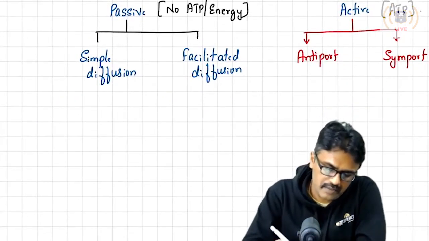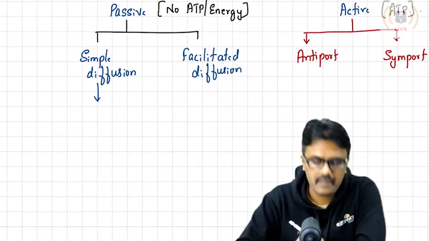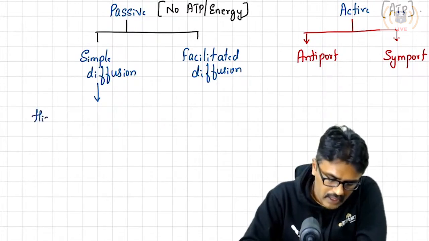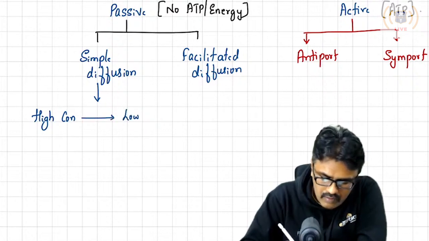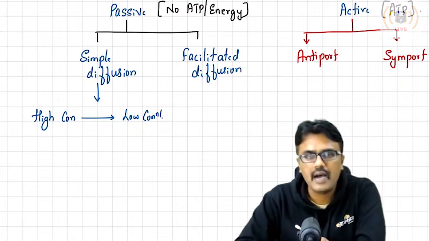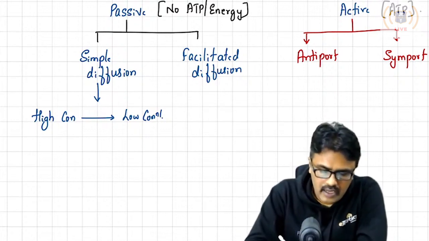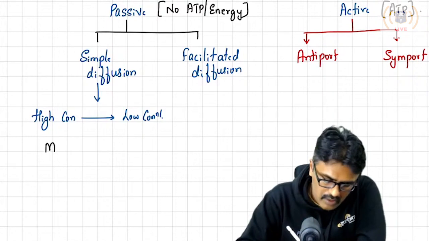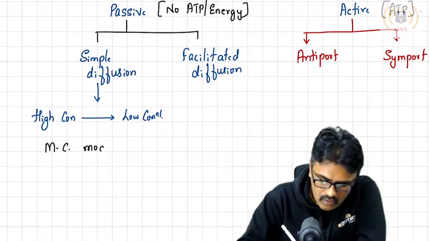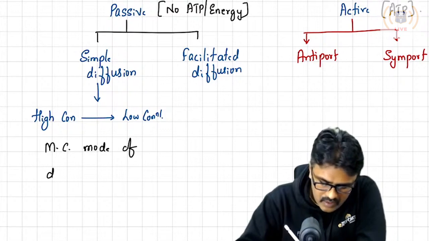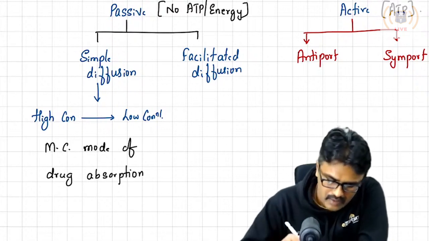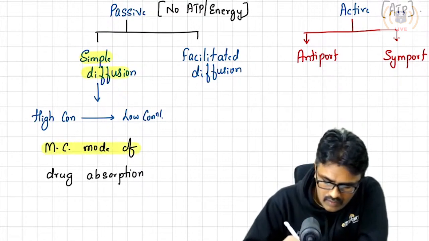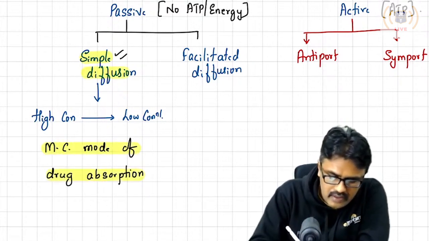Now simple diffusion, this is the most common way. That means the drug moves from high concentration towards low concentration. This is what we mean by simple diffusion. And this is the most common mode of drug absorption. So if they ask in the exam, what is the most common mode of drug absorption? The answer is simple diffusion.